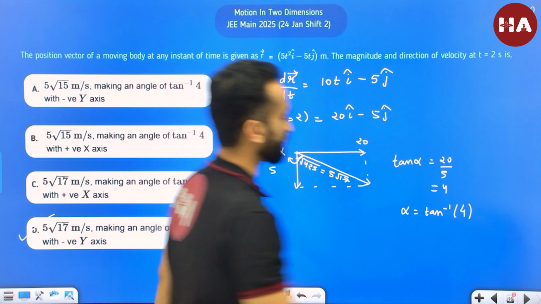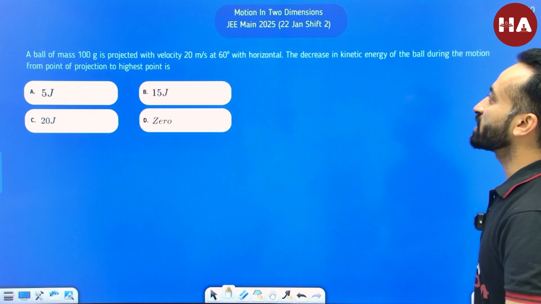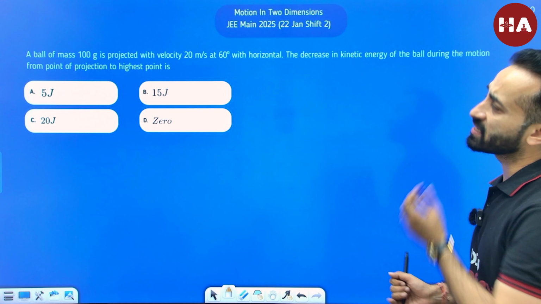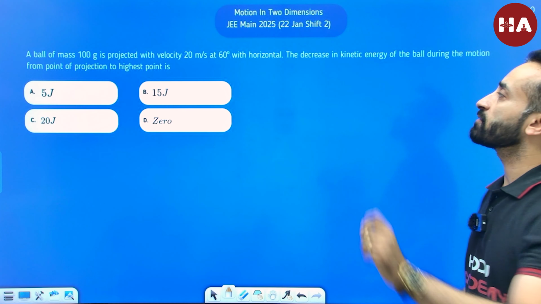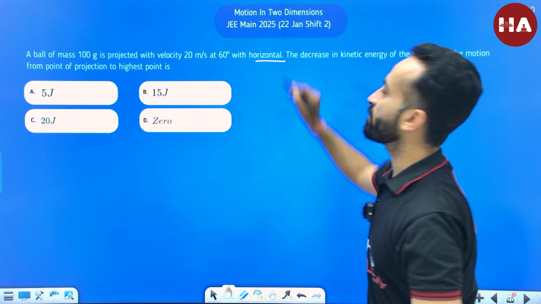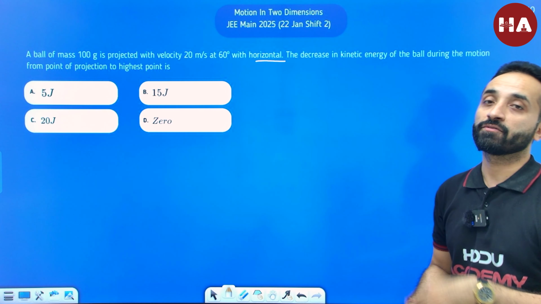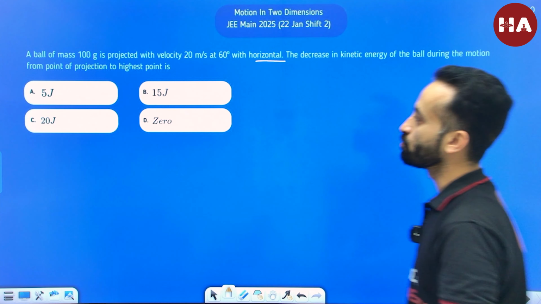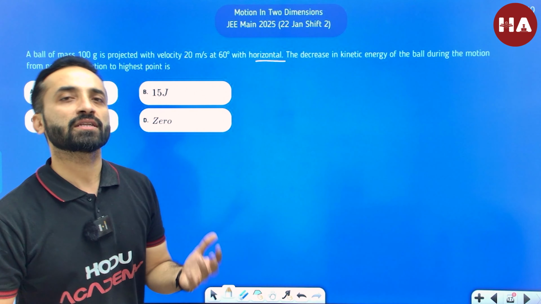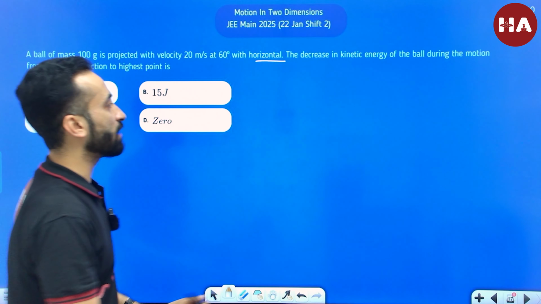Alright students, so the next question. This is from 22nd January, shift 2. A ball of mass 100 gram is projected with a velocity of 20 meter per second at 60 degree with the horizontal. Be always careful about this. Sometimes they give you the angle with the vertical also. The decrease in kinetic energy of the ball during its motion. So I have taken this question here because kinetic energy, of course, you know, is half mv square.